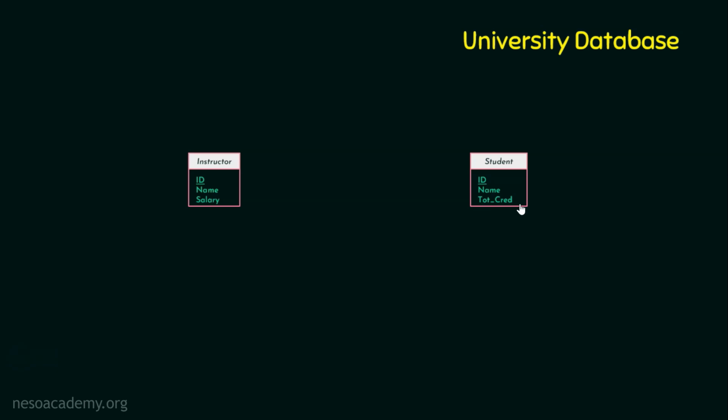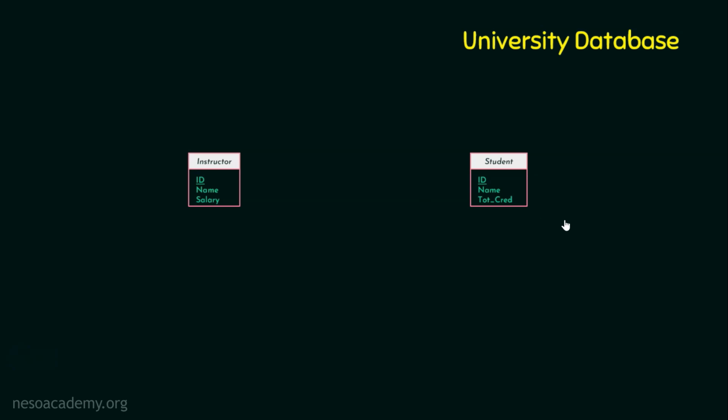If you observe, these two are strong entities. You know why? Because they have their own primary key attribute. Instructor has instructor ID as a primary key attribute. Similarly, student also has student ID as the primary key attribute, so that these ID attributes help us to identify the records uniquely. Alright, we have seen two entities, instructor and student.